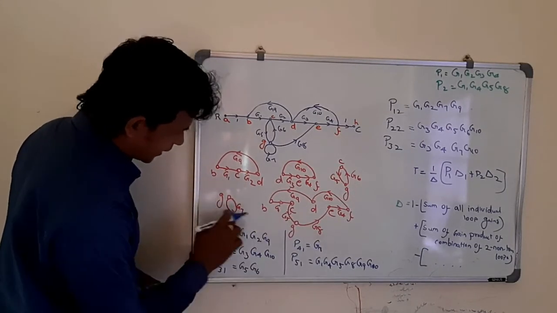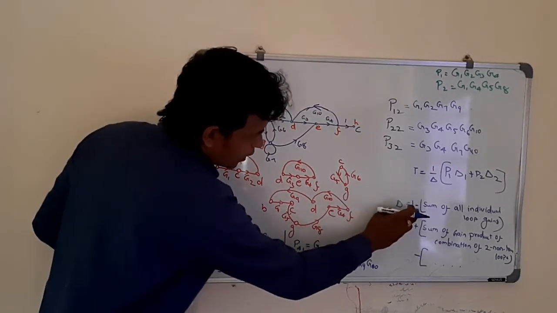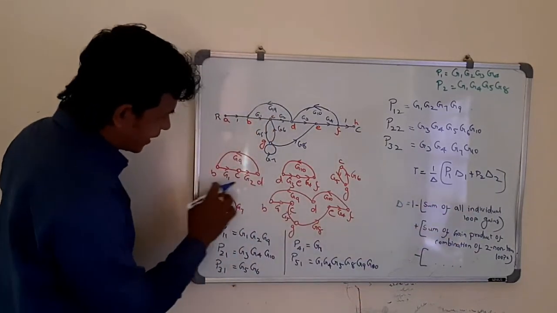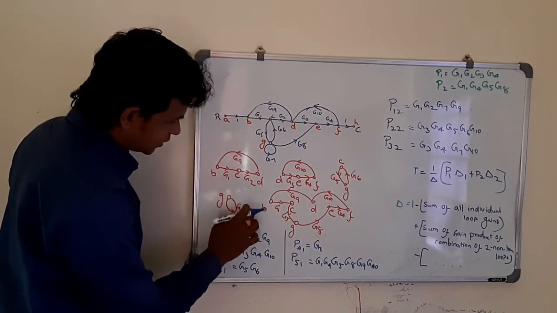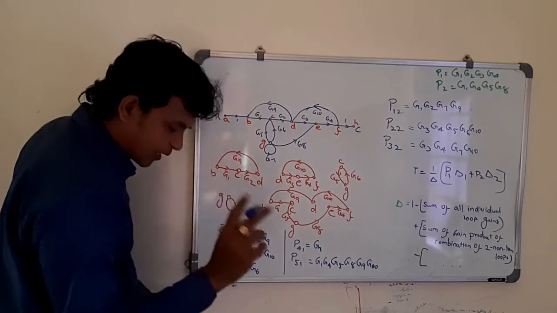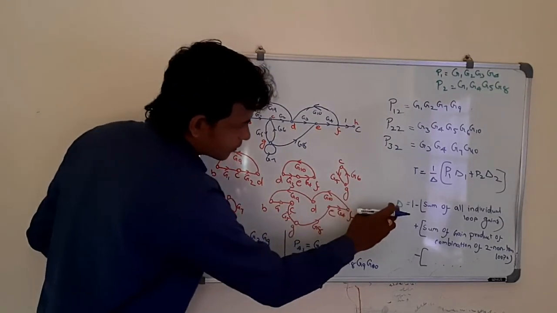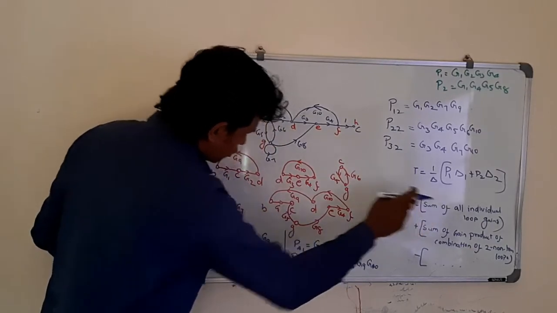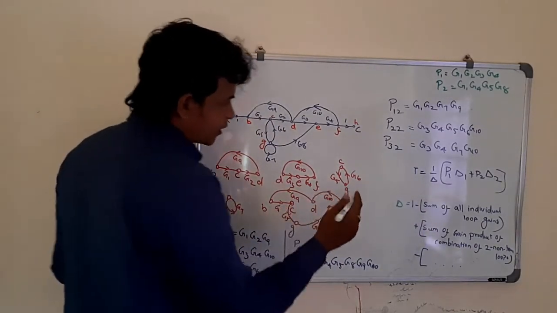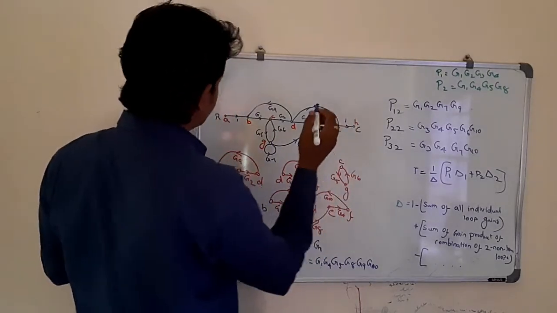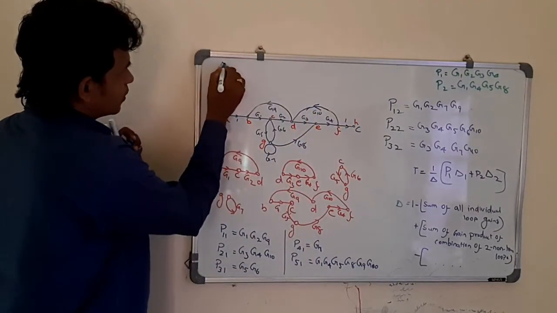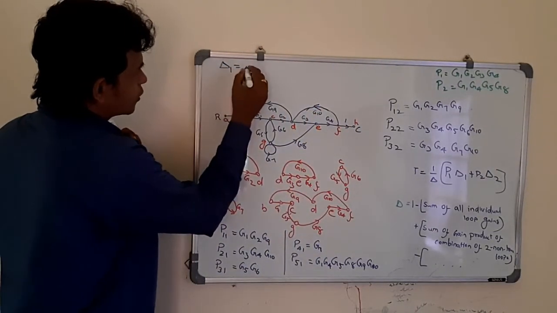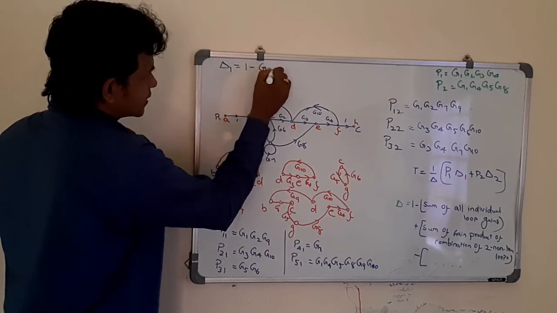Okay, so here the gain is G7, and we have 1 minus the sum of all individual loop gains related to this region. Here only one individual loop is present, so the value of del 1 becomes 1 minus G7. So I am writing here, del 1 is equal to 1 minus G7.